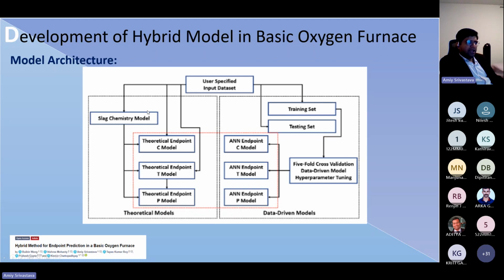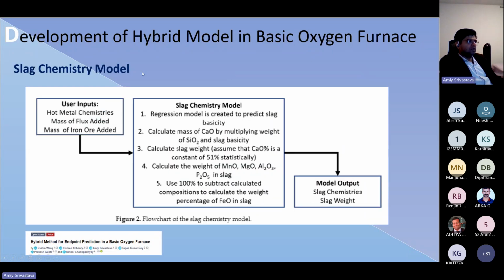We also develop a slack chemistry model, and then these two values go to a specified input data set. Then, on the same data set, we perform an artificial neural network based machine learning model for carbon, temperature, and phosphorus respectively. Then we applied five-fold cross validation once again, and that data went to that common place, and that was basically our hybrid model.